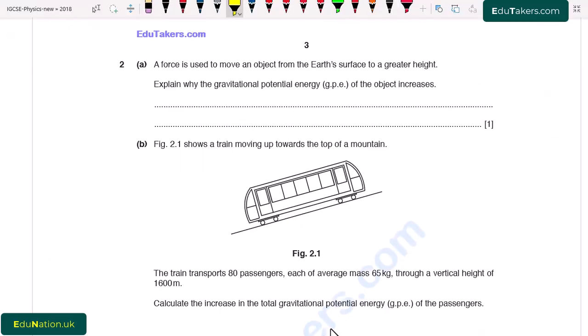Question number 2, part A. A force is used to move an object from the Earth's surface to a greater height. Explain why the gravitational potential energy, that is GPE, of the object increases.